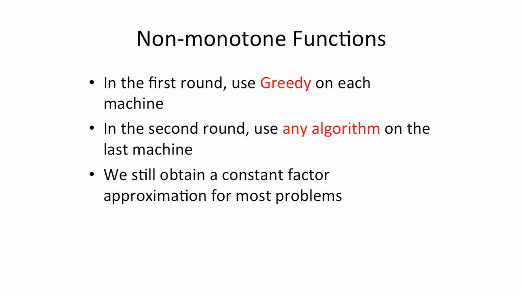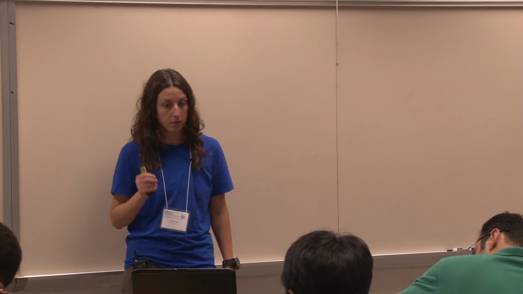Okay. So we can also handle non-monotone functions. And so the greedy algorithm doesn't work for non-monotone functions, but we can still use it in the first round. So in the first round, we'll run the greedy algorithm on each of the machines and get the greedy solutions. And once we put these together in the second round, we'll just use some algorithm for non-monotone maximization. And if we do this, we still get constant factor approximations. And we also lose 1 minus 1 over m. But besides that, it's exactly the same.